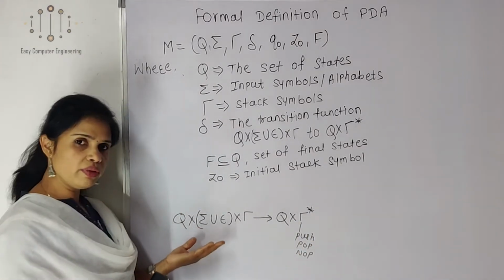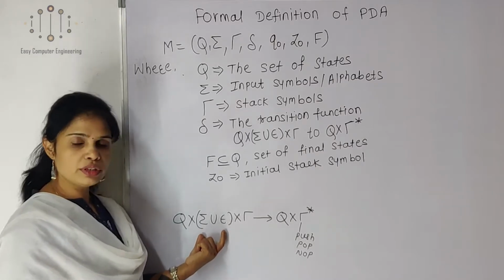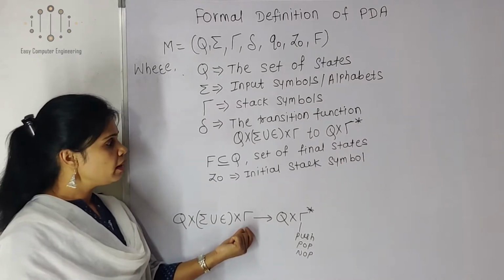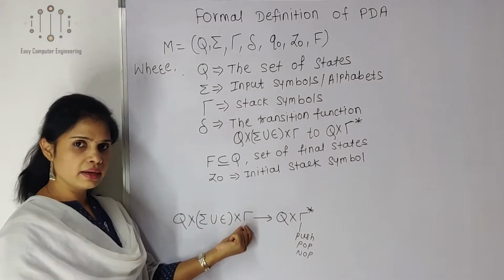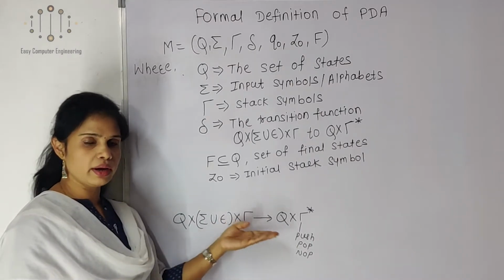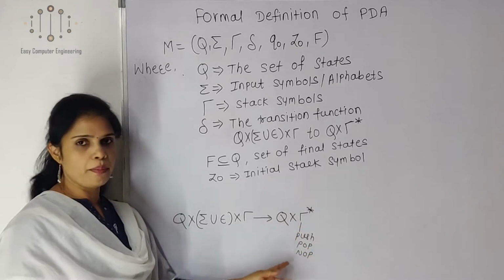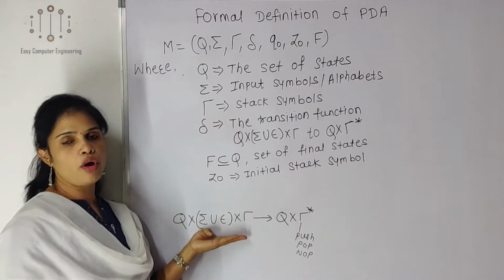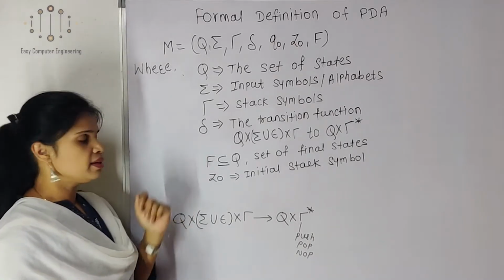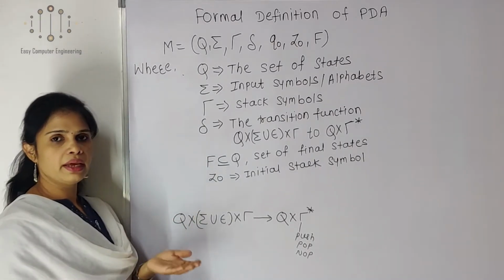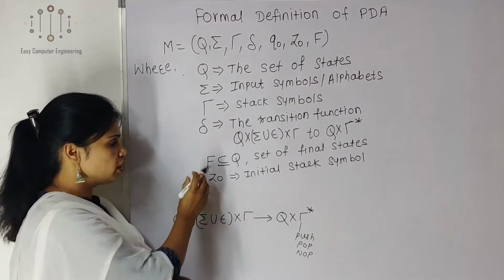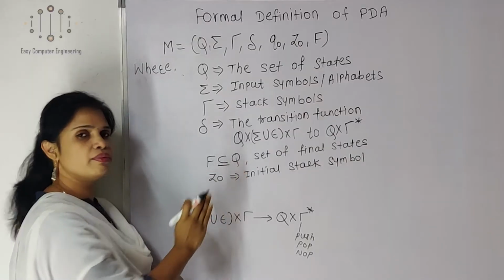It means we are not only checking the input symbol of the string but also checking the alphabet inside the stack, and we are reaching from one state to another state along with some operation. So this is the meaning of the transition function. This is the delta. Then the final state. Again, in pushdown automata there may be one final state or a number of final states. So this is the final state, a subset of Q.